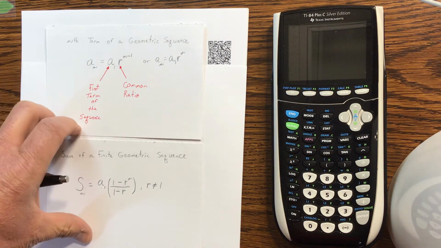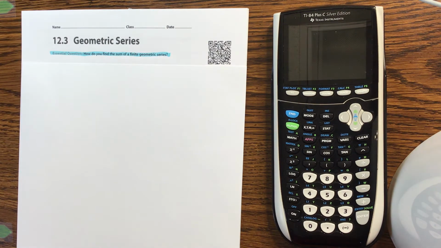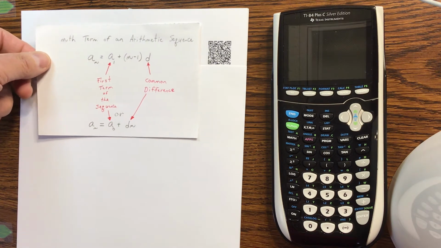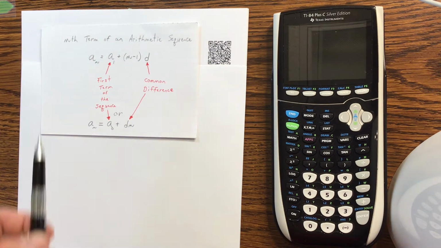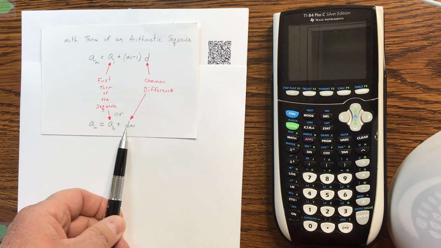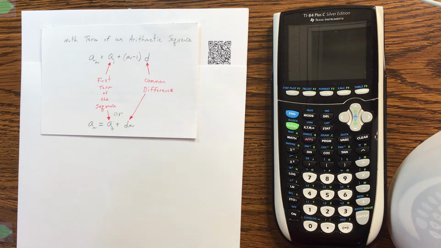Now, while I'm at it, as a quick review, we can also do this with arithmetic. So here is the arithmetic sequence. Again, we need to know the first term of the sequence, and we need to know the common difference. Again, we covered that back in an earlier part of chapter 13. And this is the formula for finding a series of arithmetic sequences.